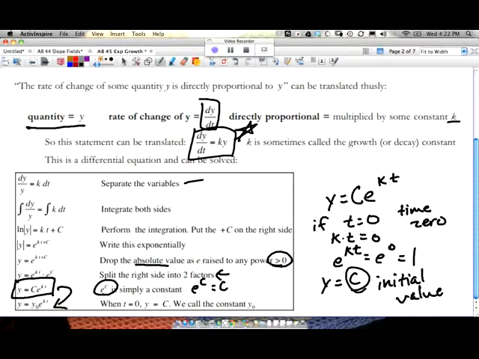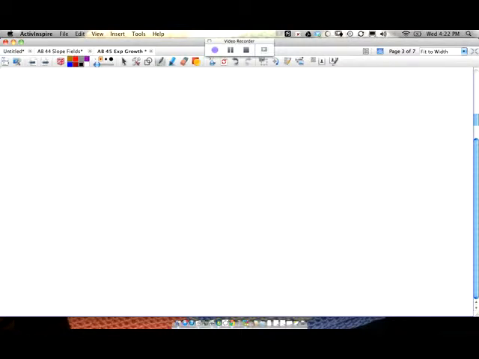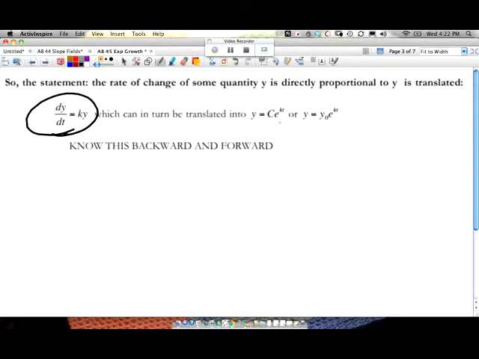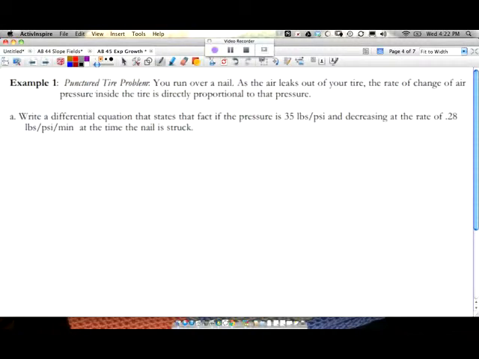All right, so what's the big idea with all this? Know it forwards and backwards. You've got to know that this and this are tied together exactly. And notice here it might be a little bit easier to solve for the k, whereas here it's a little bit easier to solve for the c. So let's translate some as an example.